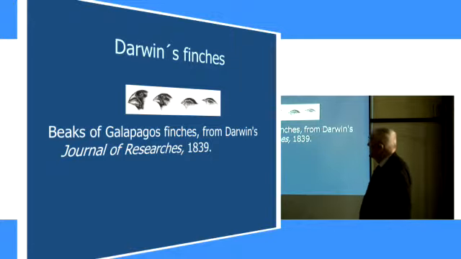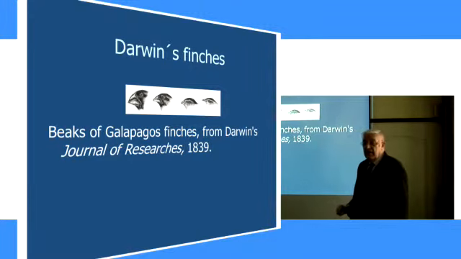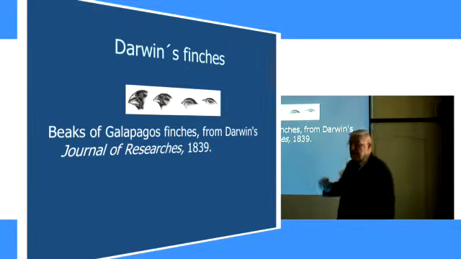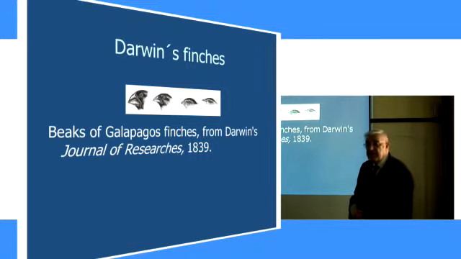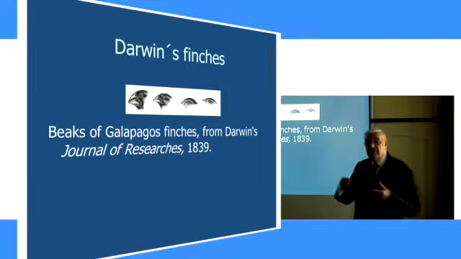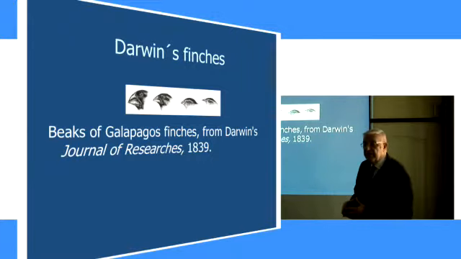Darwin observed on the Galapagos Islands that the finches on different islands have different beaks. This was one of the main observations that led him to propose his theory of evolution. Now, the reason why the finches have different beaks on the different islands is because they are isolated. These finches, they do not fly from one island to the other. This is too far for them. And as a result, they develop differences.